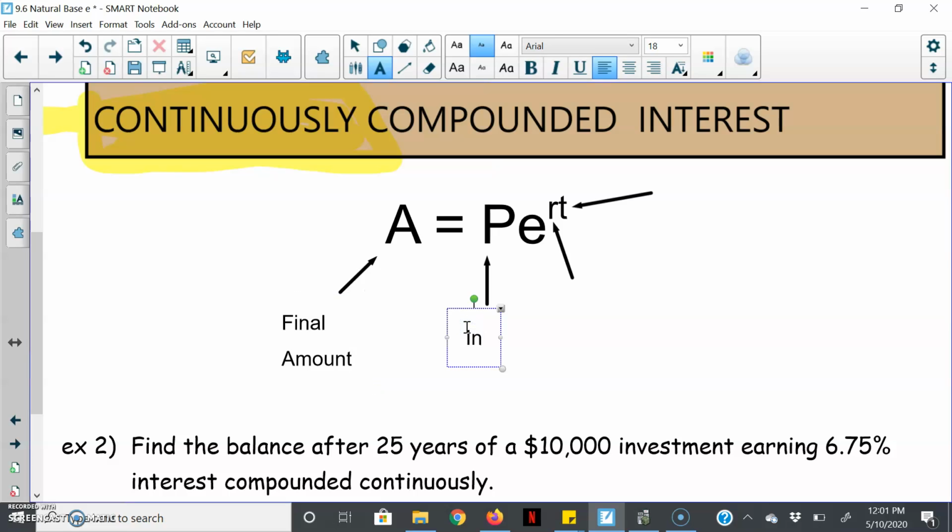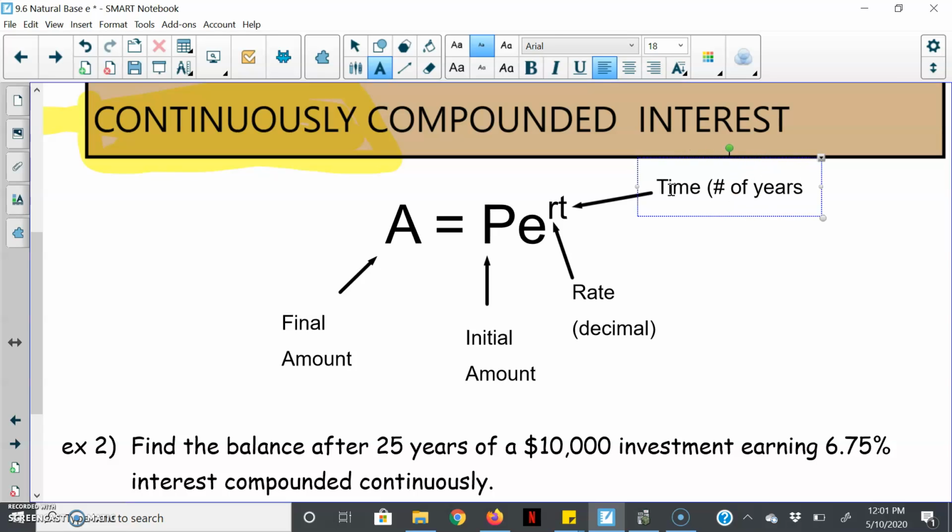Anyway, A is our final amount. P is our initial amount. So kind of the same thing as last time. The letters mean the same thing. R is our rate, and we always write our rate as a decimal. And T is time, and we refer to that as number of years.